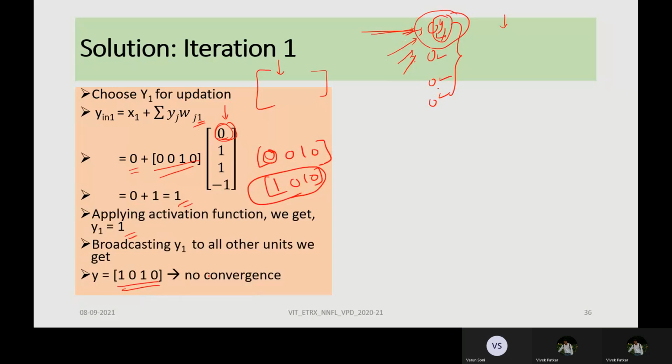Yes, sir. ओके. नो कन्वर्जेंस क्यों लिखा है मैंने? Because it is not similar to the pattern which I told. Correct, sir. Clear? Yes, sir. Okay.